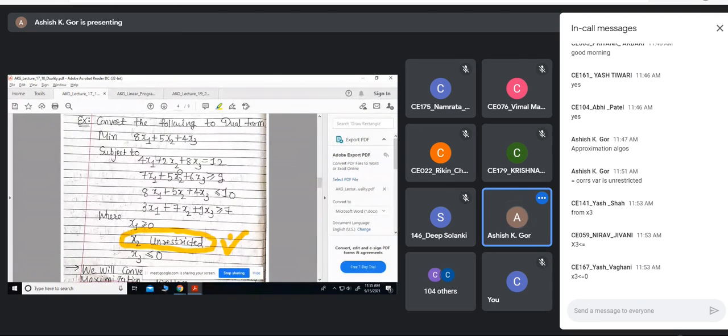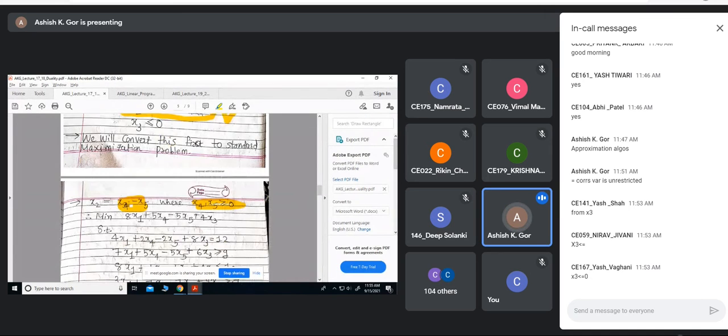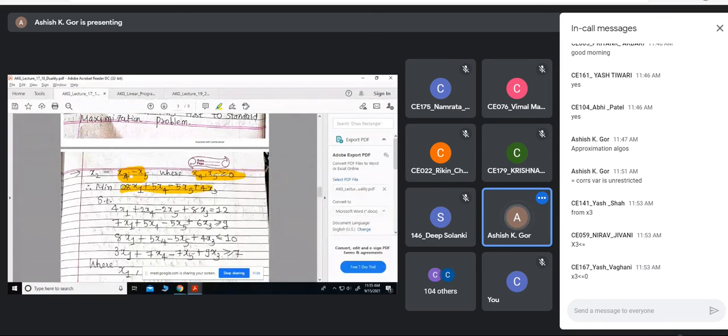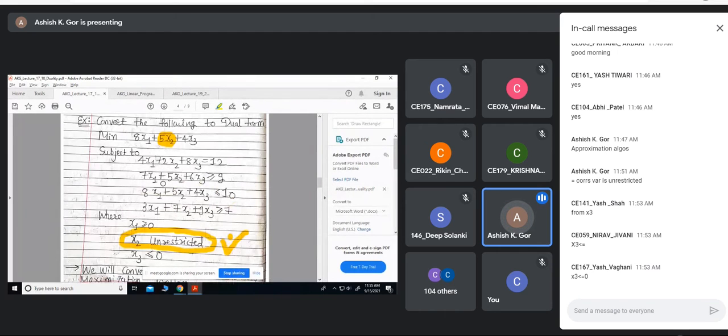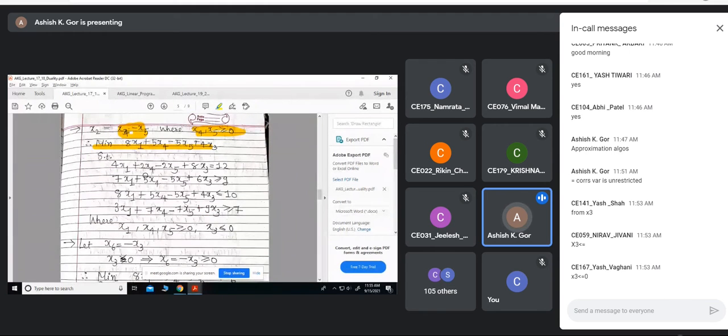So what will happen? If x2 is replaced by x4 minus x5, it will be 8x1 plus 5x4 minus 5x5 plus 4x3. And you have to replace it everywhere, right? So here, here, and here, everywhere. If I replace this, I'll get this thing. The difference is just this: x2 equals x4 minus x5. x2 is gone now, so I have x1, x4, x5.